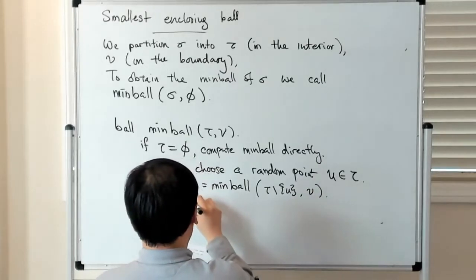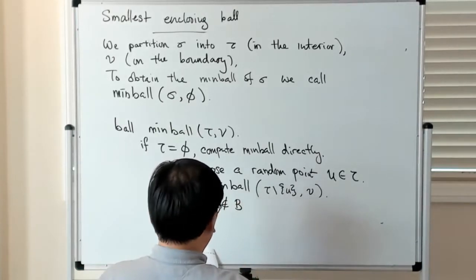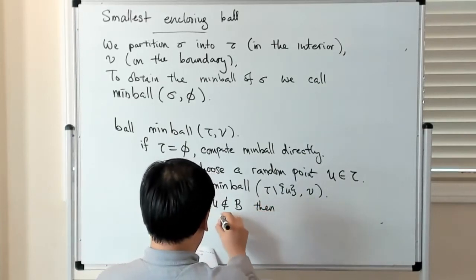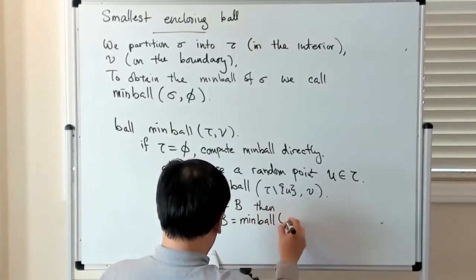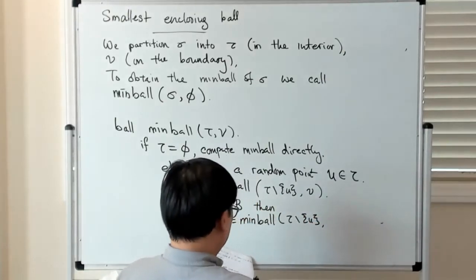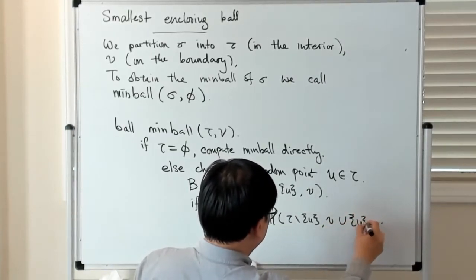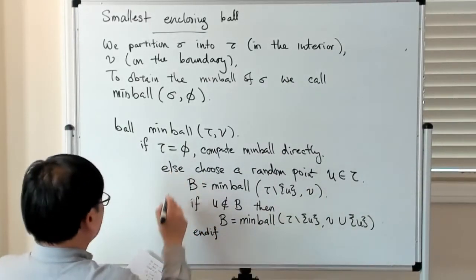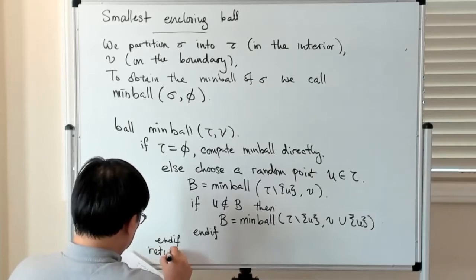All right, and then if u is not in this ball, then obviously I have a problem. So then what I need to do is that b has to be equal to the min ball of tau excluding u, and then I have to put u on the boundary. Okay, so nu including u. Okay, and then I end this if statement, I end the other if statement, and then I return this ball b.